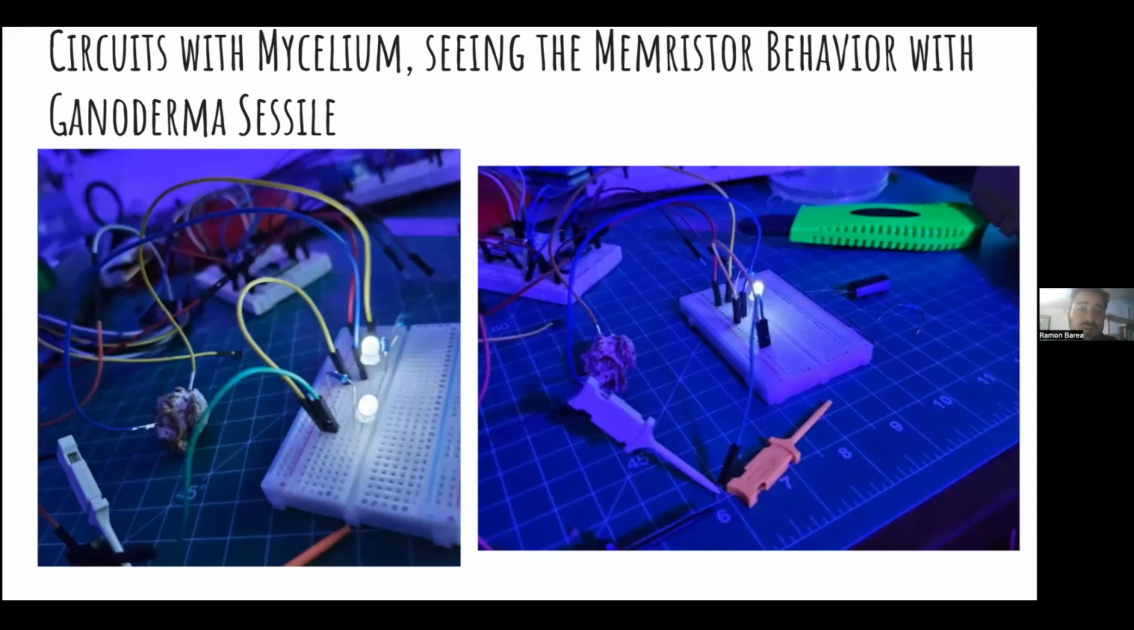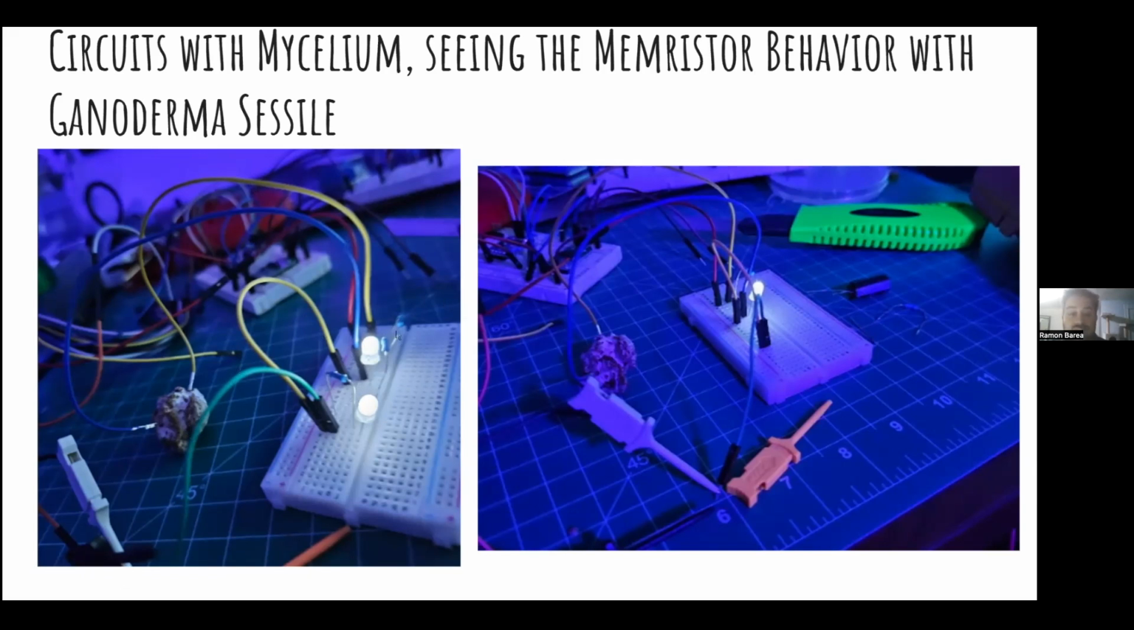Now, circuits with mycelium, seeing the memristor behavior with Ganoderma sichuanense. When I read this particular chunk of mycelium here, which is different from King Oyster, it had about 30K ohms resistance. So I decided to set up two LEDs. I put three 10K resistors in series, that's what I had on hand, and on the other side, I ran electricity straight through the mycelium and through the LED. An LED requires a resistance at first to protect it, and when I turn the circuit on, both of these are receiving 5 volts shared, and they both lit up.